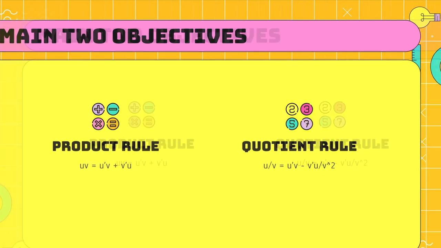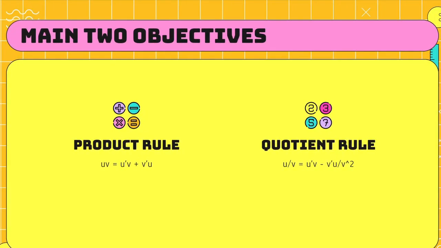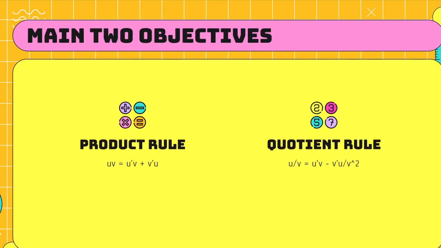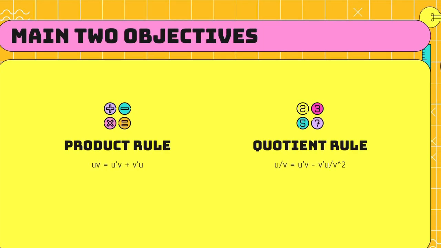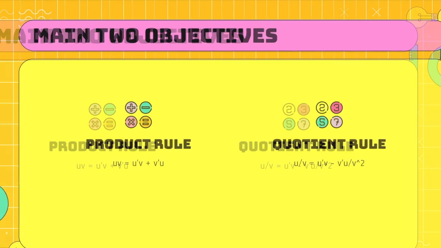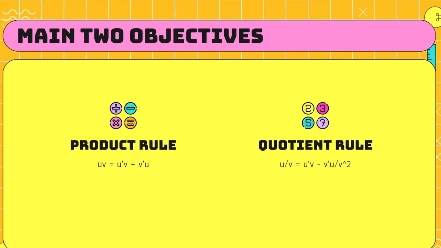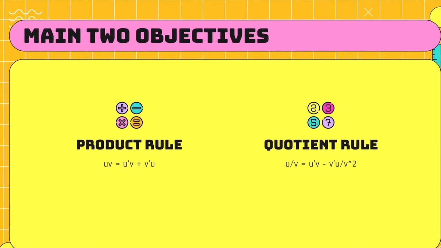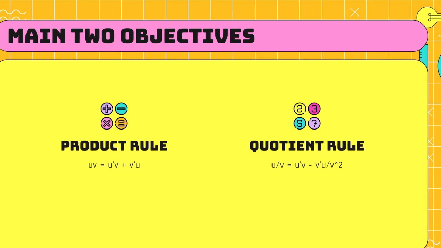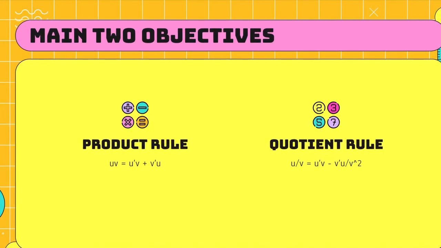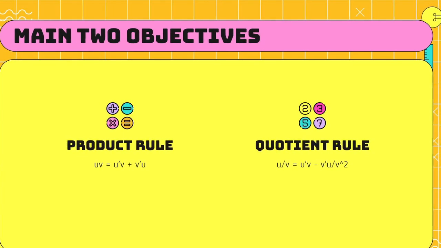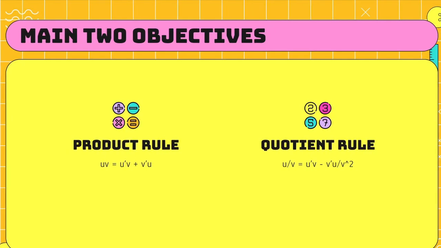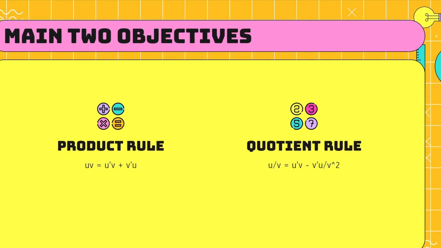For the product rule, it's u times v. And to find the derivative of a product equation, we're going to find the derivative of the u multiplied by the v, plus the derivative of the v multiplied by the u. And in the other type of question, the fractional way, there is the quotient rule, u over v. And to find the derivative of that, we're going to find the prime of the u times v, subtracted by the prime of the v times u, over v squared.